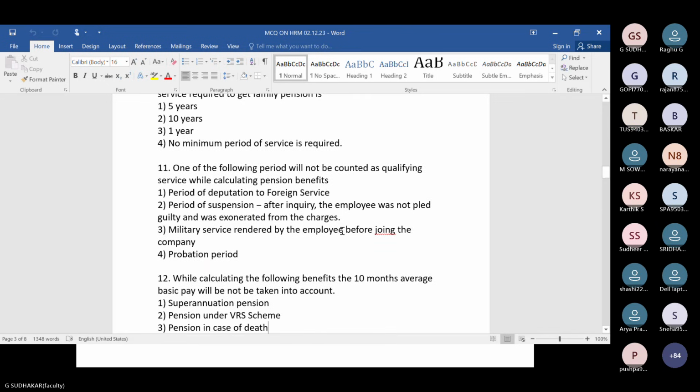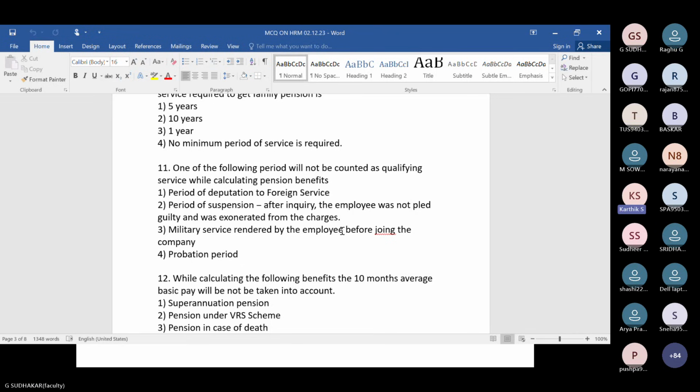Question 11. Which one of the following periods will not be counted as qualifying service while calculating pension benefits? Read the question well. The following period will not be counted as qualifying service while calculating pension benefits.